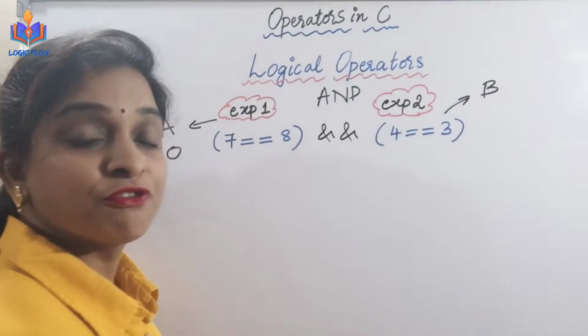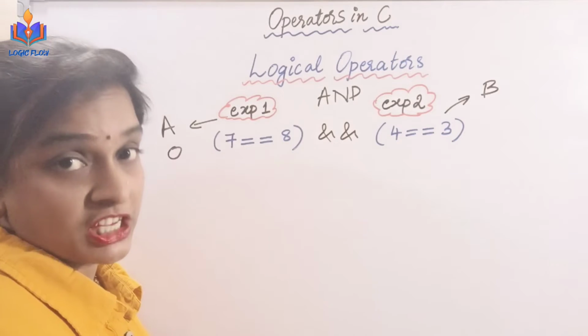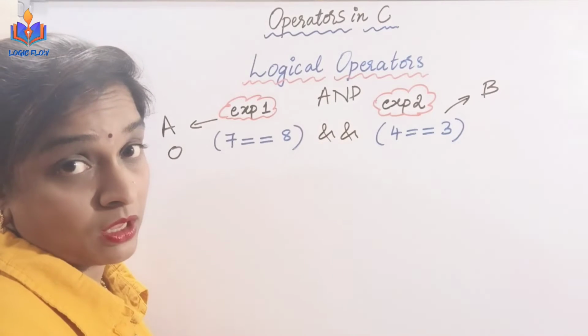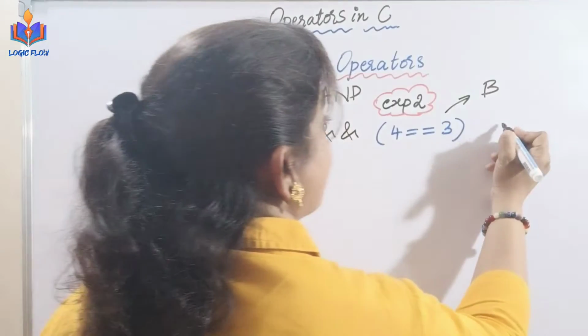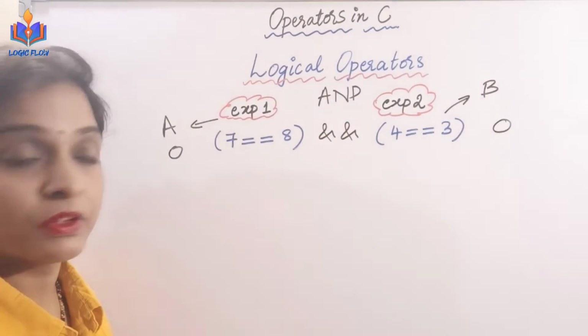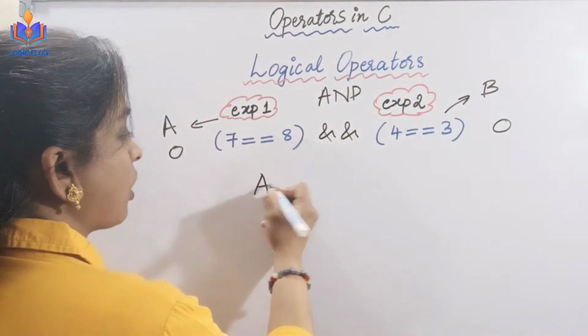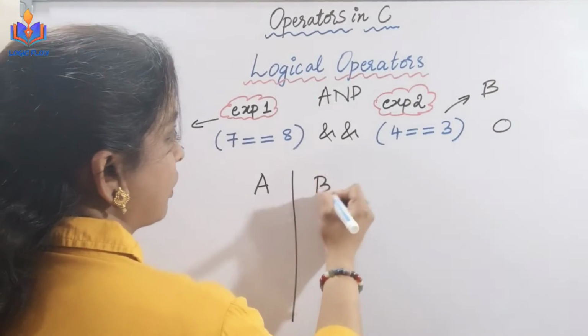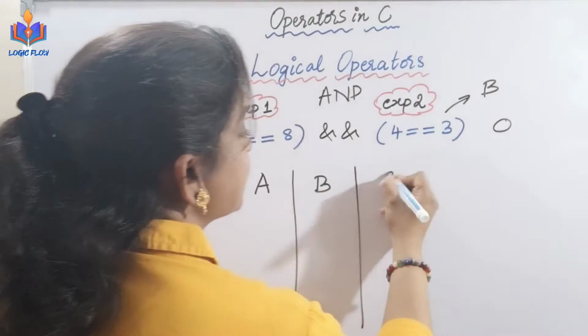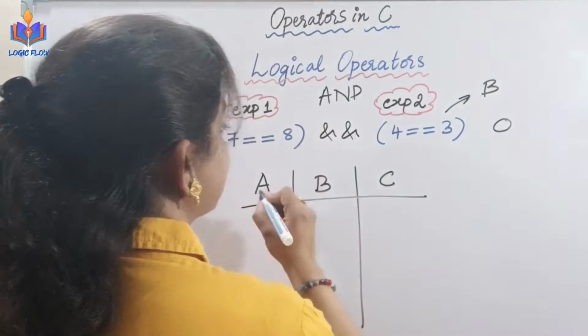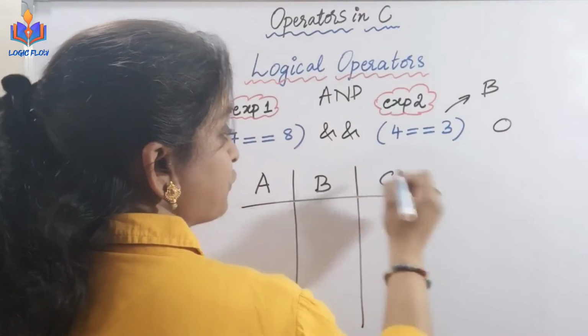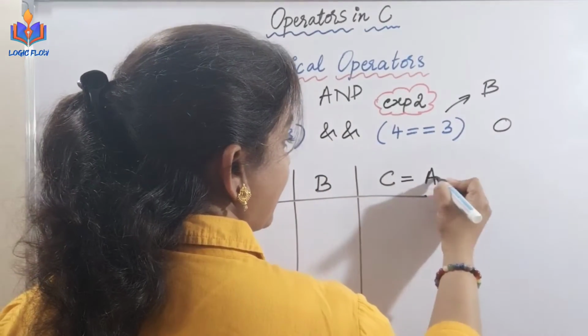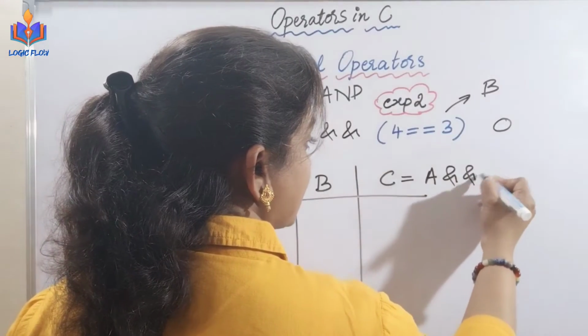Now check. Is 4 equals to 3? No. Again the condition is false. So my answer is 0. So let me write column A, column B. What is the result? That is the answer of C, which is A and B.